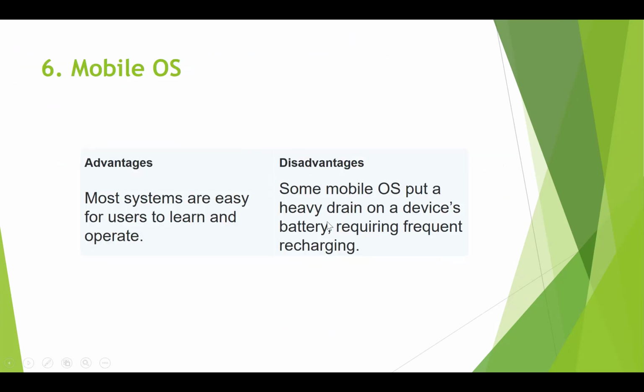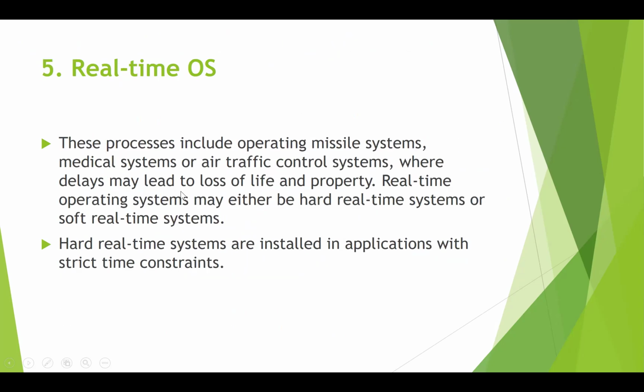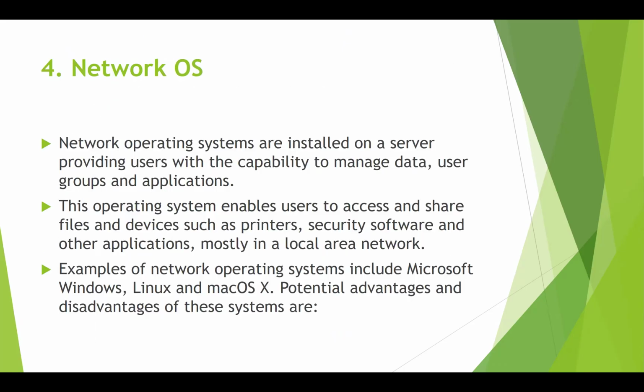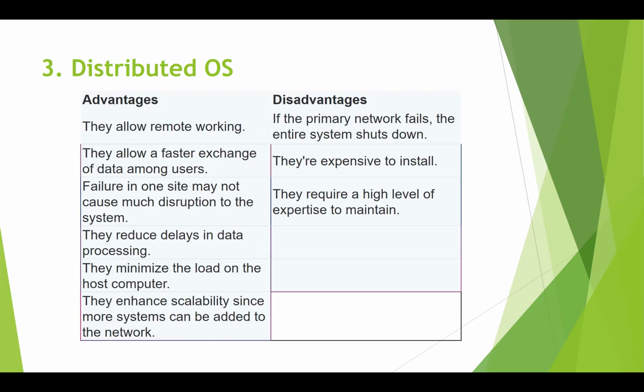This is regarding operating systems. We discussed 6 different operating systems. They are used in particular applications. Mobile operating systems are not going to be used like real-time operating systems. We're going to use real-time operating systems in real-time applications like missile systems and medical systems. And the networking OS is going to be used in LAN and distributed OS.